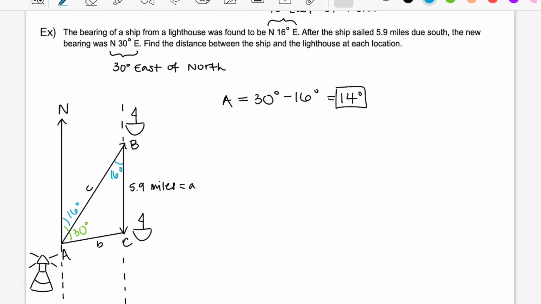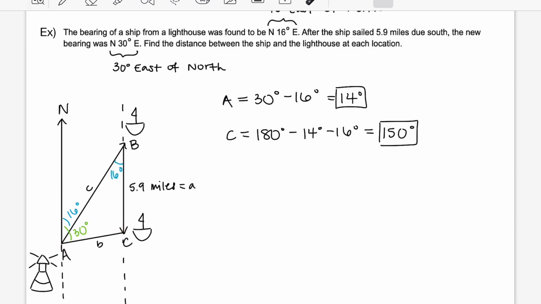All right, so now we have two angles. We have our angle A, which is 14, and our angle B, which is 16 degrees. With this information, we can easily find angle C, since we know the sum of the degrees in our triangle must be equal to 180 degrees. Subtracting out our two angles, we'll get that C is going to be 150 degrees. All right, so now we have all three angles in this triangle here.